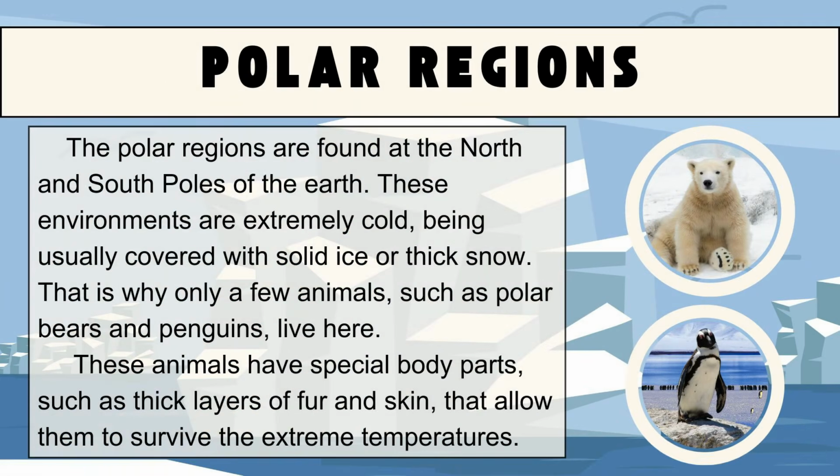Last is the polar regions. The polar regions are found at the north and south poles of the Earth. These environments are extremely cold, being usually covered with solid ice or thick snow. That is why only a few animals, such as polar bears and penguins, live here. These animals have special body parts, such as thick layers of fur and skin, that allow them to survive the extreme temperatures.